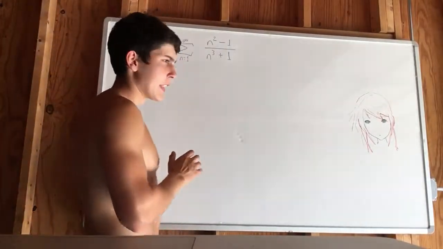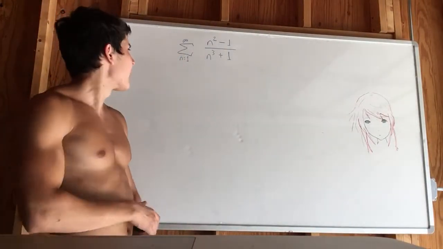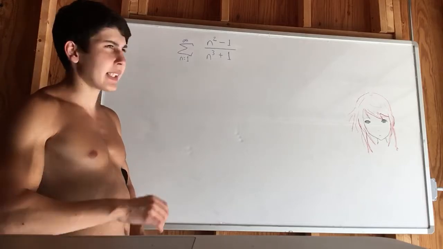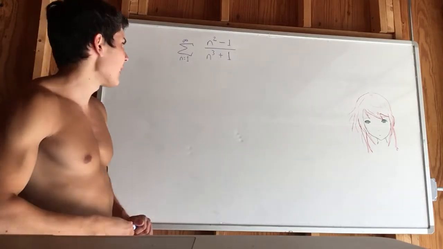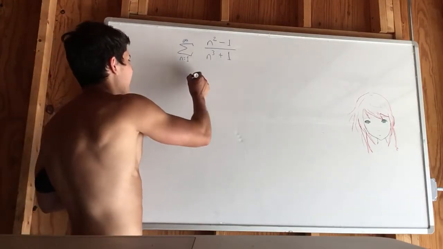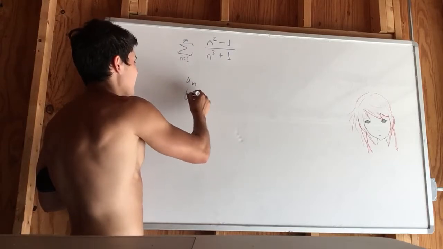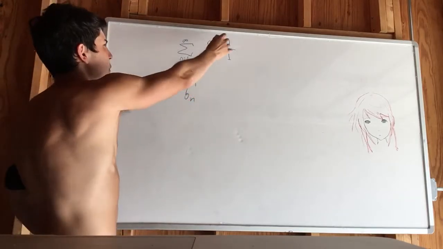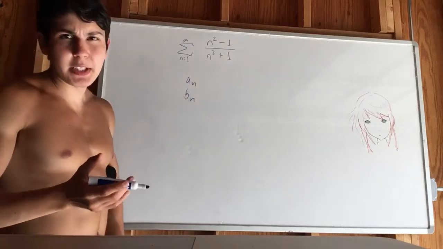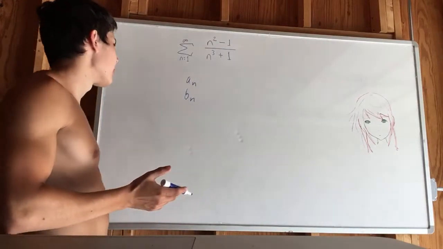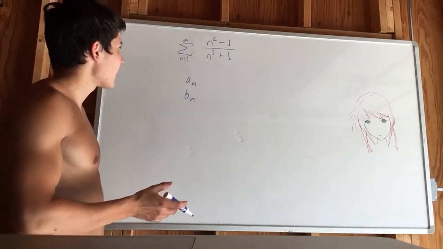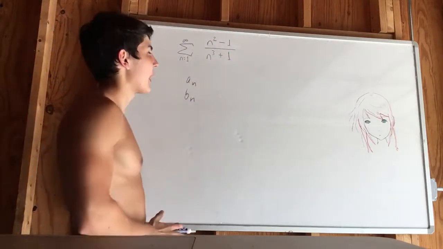Okay, we want to find out if this diverges or converges. So with this one, what I would do is the limit comparison test. With the limit comparison test, you have your a sub n and your b sub n. Your a sub n is whatever you have originally, and your b sub n is something you choose. So what do you choose? You tend to choose whatever makes stuff cancel out.